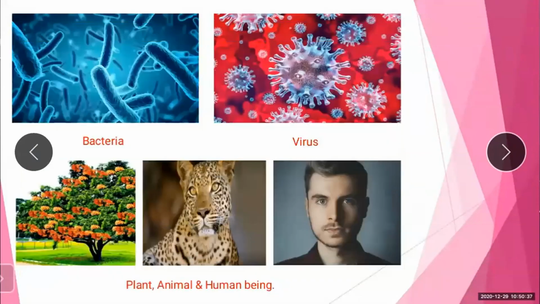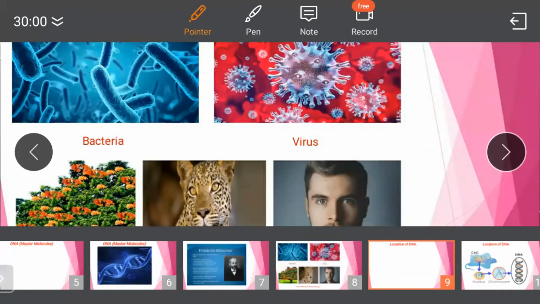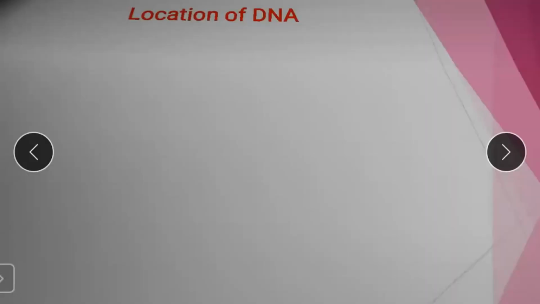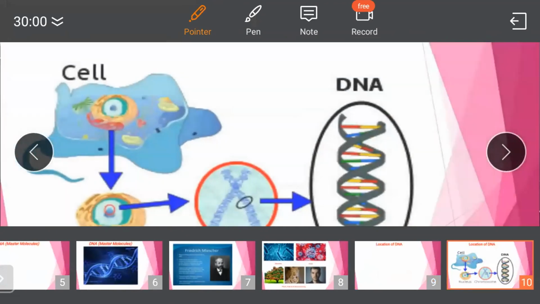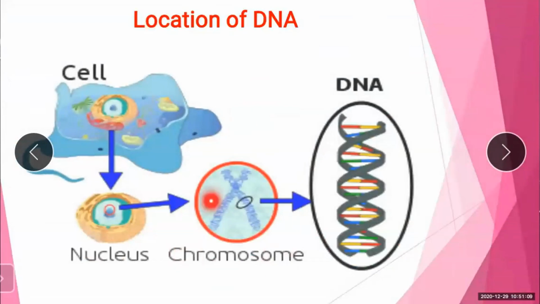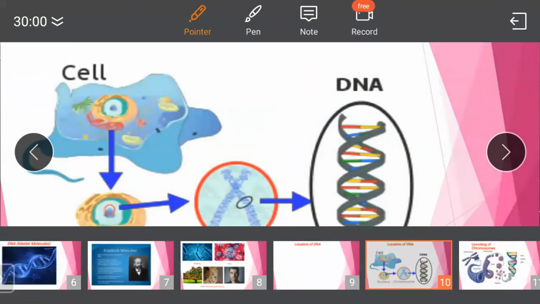This DNA is not only present in bacteria, it is present in viruses, plants, animals, and human beings. In each and every cell of living organisms, DNA is present. Now, where is this DNA located? DNA is located in each and every cell of the body, and in the cell there is a nucleus, and in the nucleus there are chromosomes, and in the chromosomes this DNA is located.